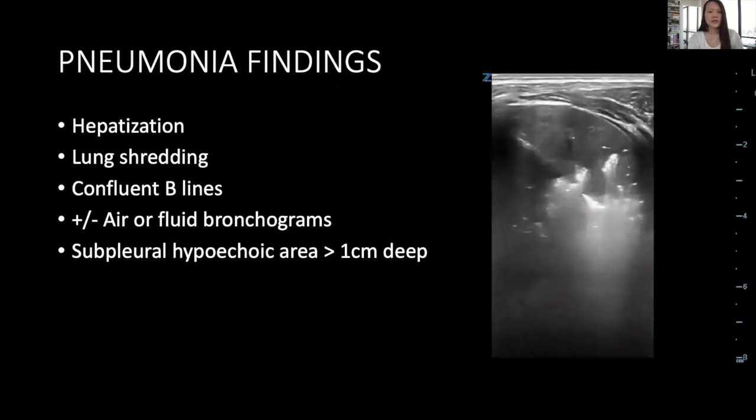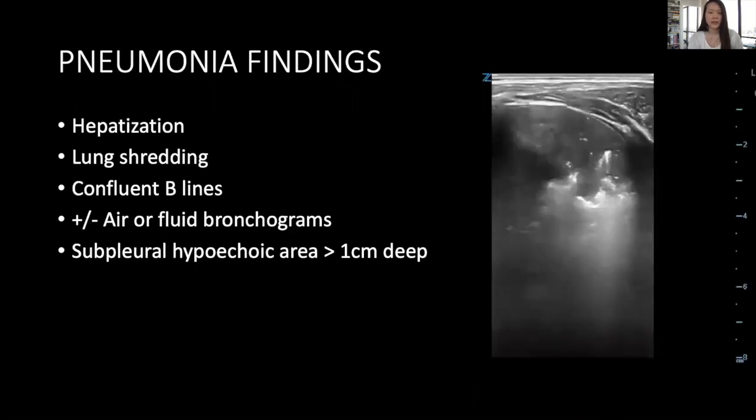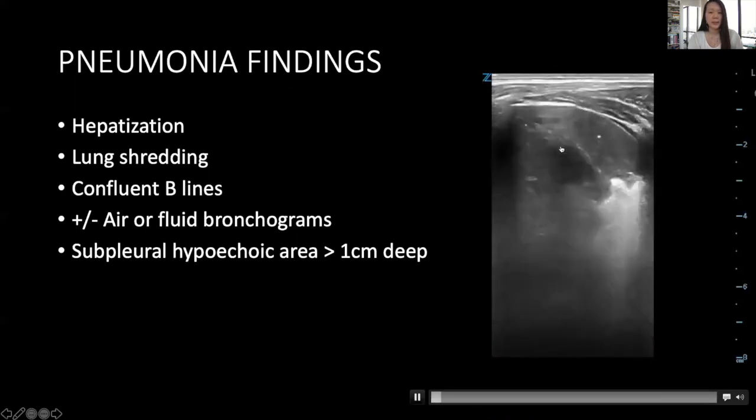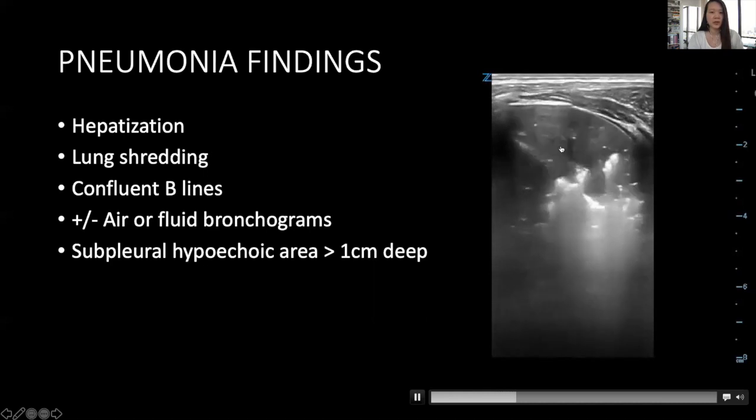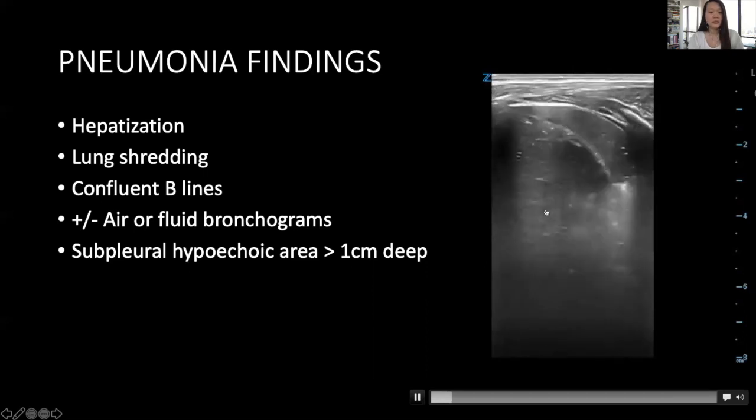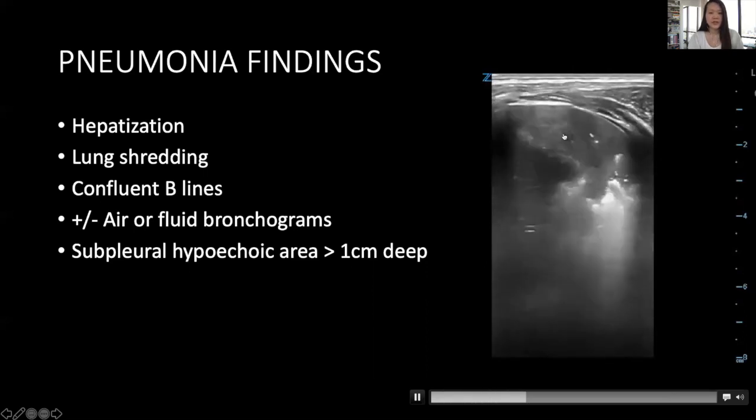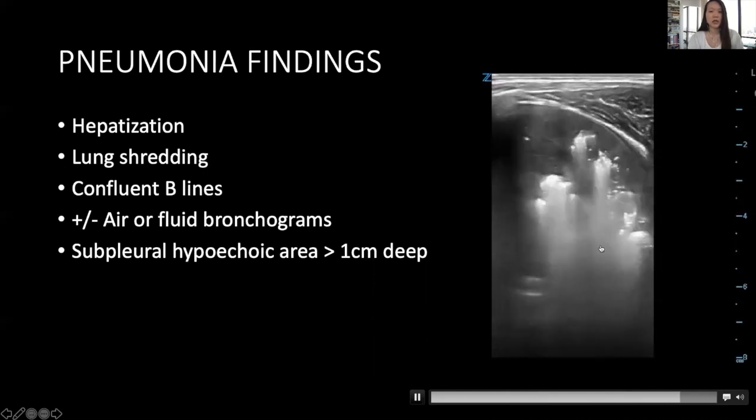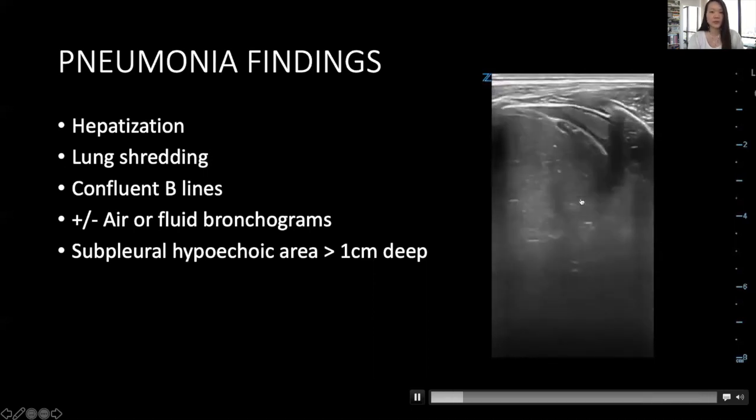In contrast, here are some POCUS findings when you do have a pneumonia. So when the lung tissue is diseased, you can actually visualize the lung appearing hepatized, meaning resembling the liver in echogenicity. You can have some lung shredding, maybe some confluent B lines, and you may see some air or fluid bronchograms. The absolute measurement is not so important, but the area of diseased lung is usually larger than a centimeter deep for true pneumonias.